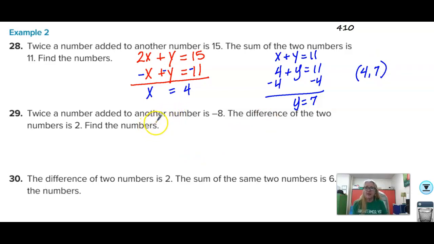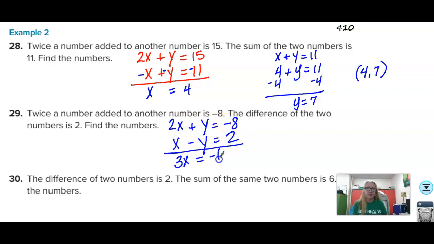I love these. Twice a number added to another number is negative 8. Again, we're dealing with a number and another number. Okay? So we're going to use x for a number and y for the another number. Twice a number added to another number is negative 8. The difference of the two numbers is 2. Now notice in this system of equations, we don't have to change the signs because they're already opposites. We're just going to add these two equations together and these will drop out. 2x plus x is 3x. The y's drop out, and negative 8 plus positive 2 is negative 6.